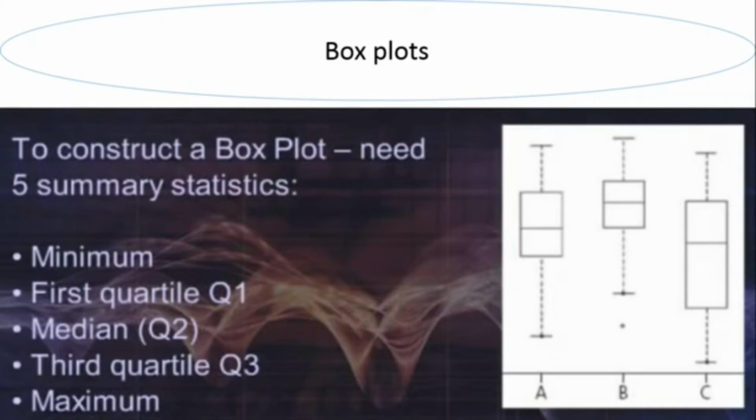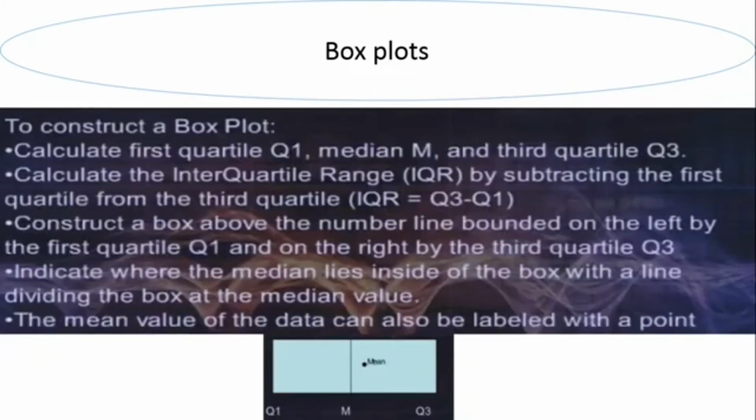Construct the box above the number line, bound on the left by the first quartile Q1 and on the right by the third quartile. After that, you indicate where the median lies inside the box with a line dividing the box at the median value. The mean value of the data can also be labeled with a point. So you have a rectangle in which you plot the median value, the first quartile, the third quartile, and you can also highlight the mean, as you can see at the back of your screen.